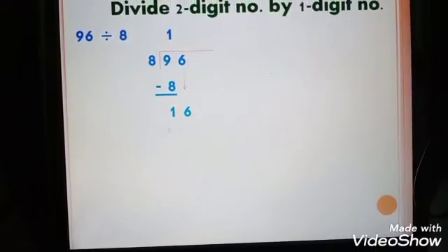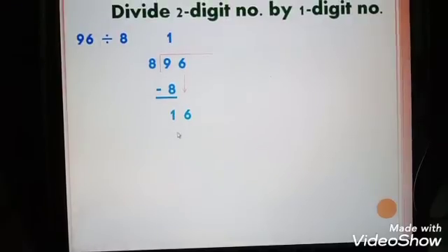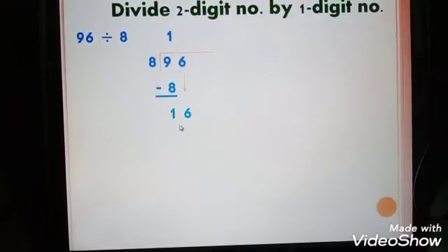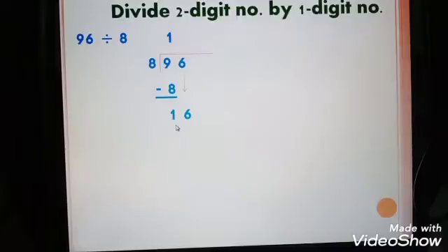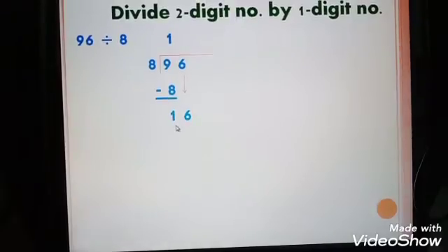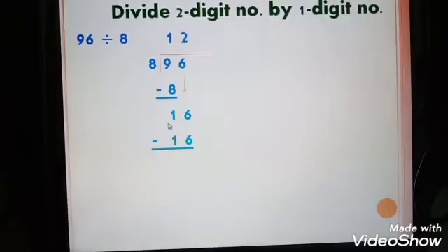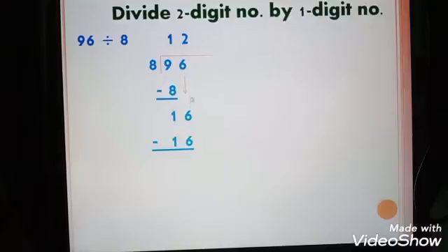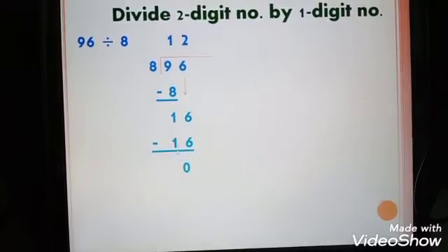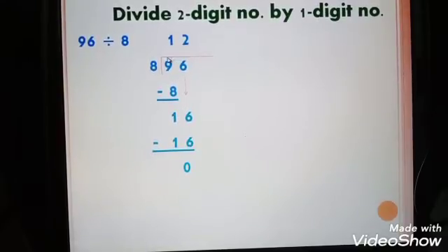So now in the table of 8, 16 comes how many times? 2 times. So we'll write 8 2 are 16. Now 16 minus 16 is 0. So your quotient is 12.